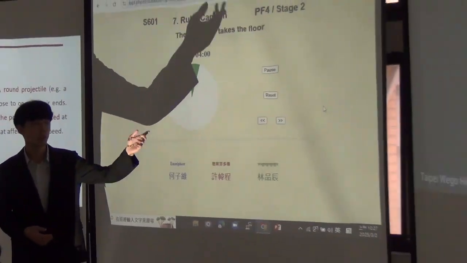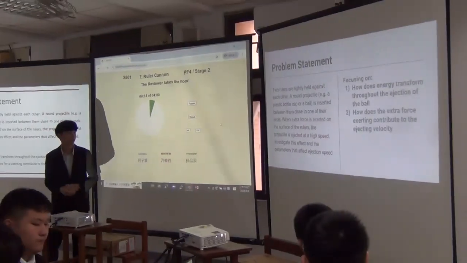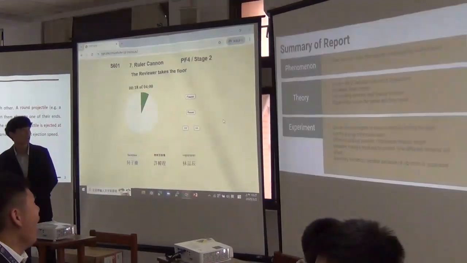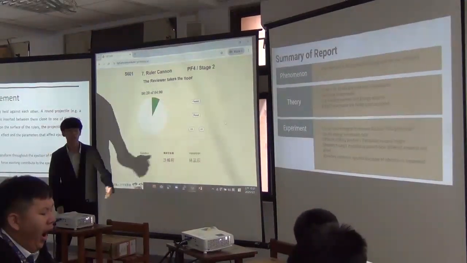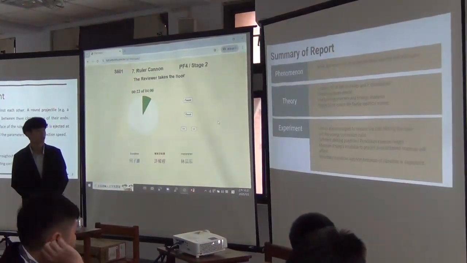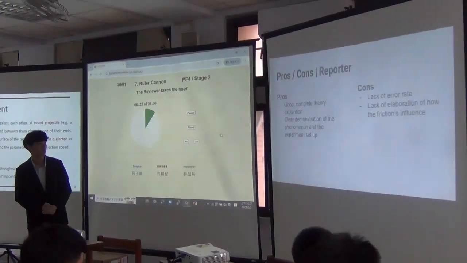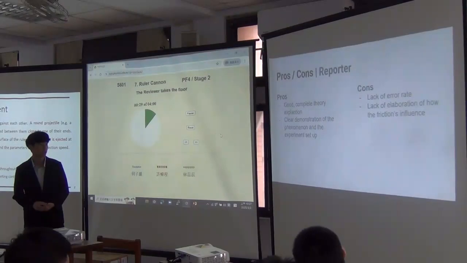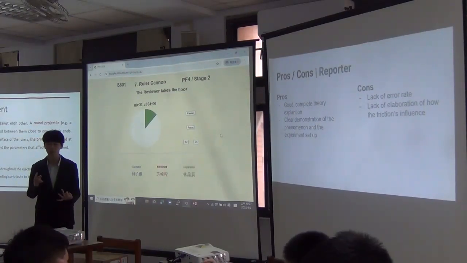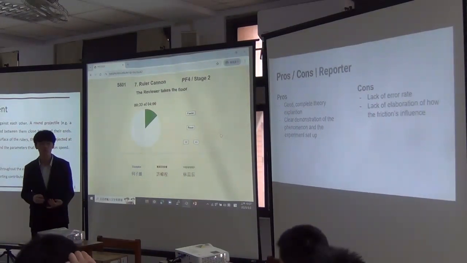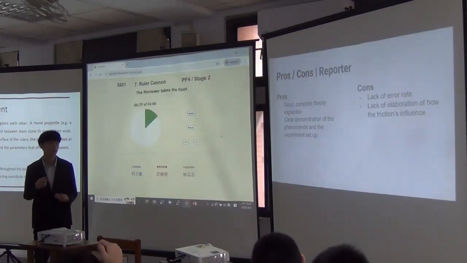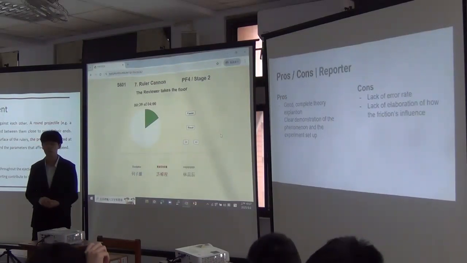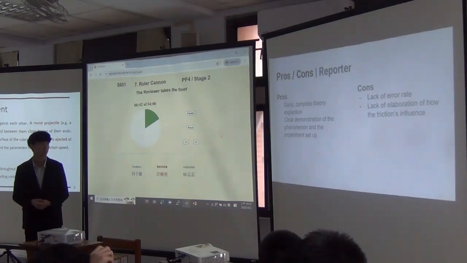So here's the problem statement of the ruler cannon, and we focus on those main points next. And here's the phenomenon, the theory, and the experiment that the reporter used. And here are some pros and cons for the reporter. I think for pros, they have a good, complete theory explanation, and they have clearly demonstrated their phenomenon. And for cons, I think they lack error rates in their graph, and they also lack elaboration of how the friction influences the whole system.